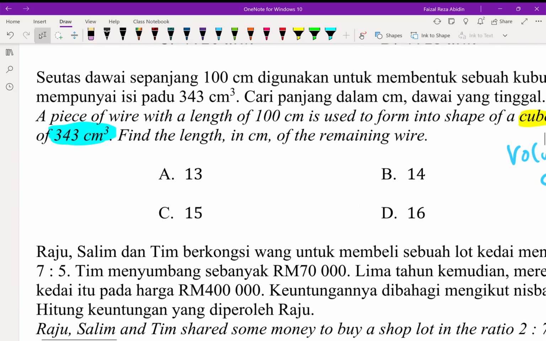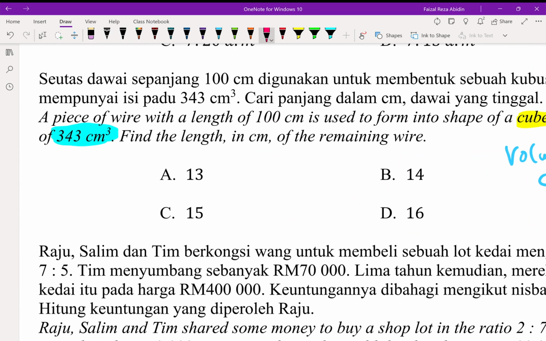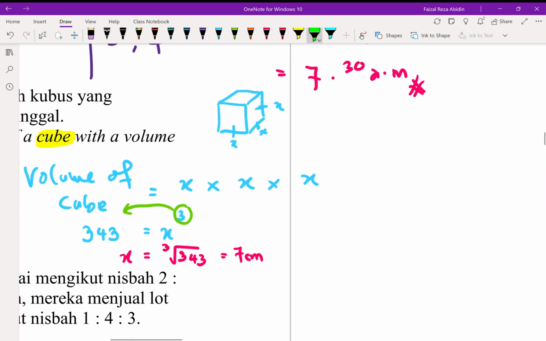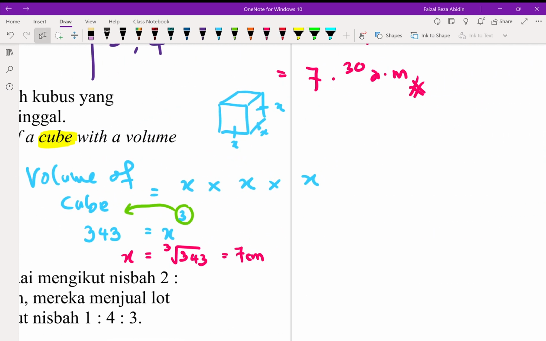So, the question is not asking for the length, the width or the height. The question is going to be the remaining wire. From where? From 100 centimeter. How many is used? How to find that? So, this one you have to remember from your cube here, you are going to form a net. Dia punya hamparan. Faham tak?